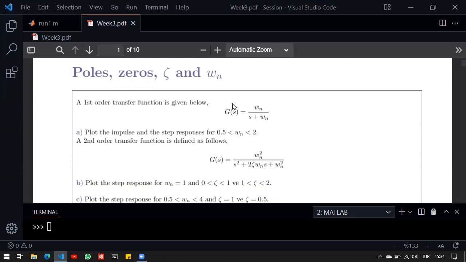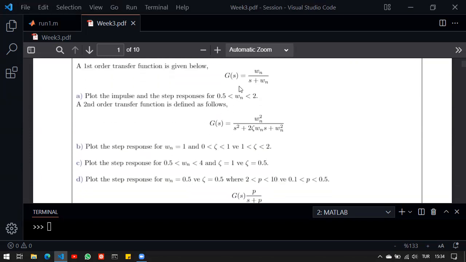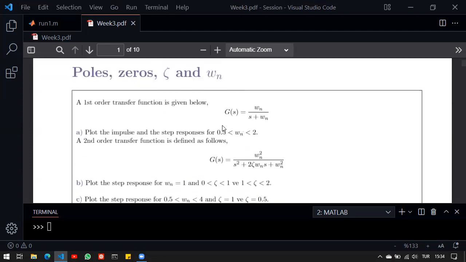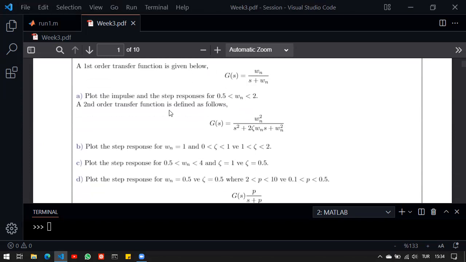We have, for example, a first-order system. And what we're interested in is the following. We will have an interval for omega n. We will change it, and we will look at the step response and how it changes and how the effect of omega n is, basically. Then we will have a second-order transfer function, which is basically the more important one, where we have zeta and omega n. We will look at the different scenarios given here.